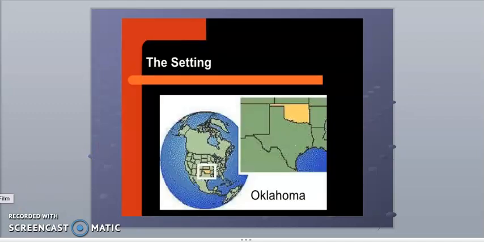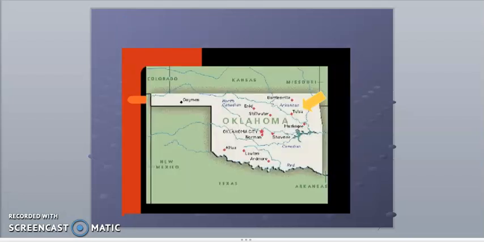The setting is Tulsa, Oklahoma, right above our great state of Texas. So here's where Tulsa is. It's kind of a more rural town. It's not so much a big city during the 60s. So that's the setting of our novel.